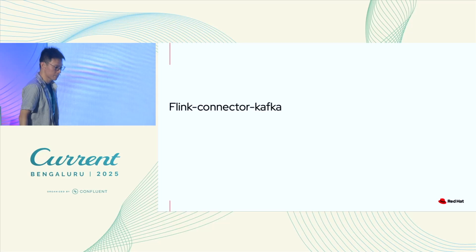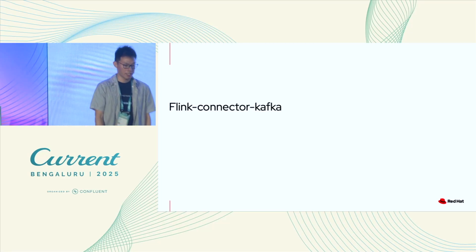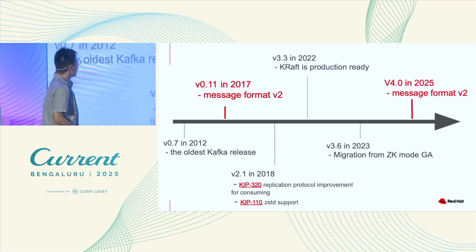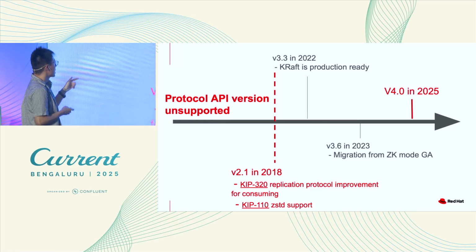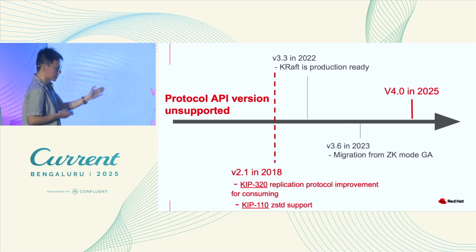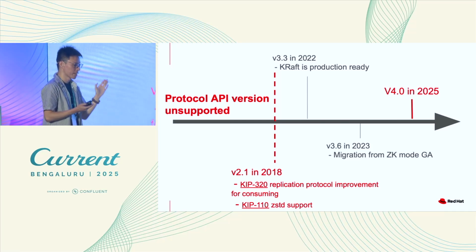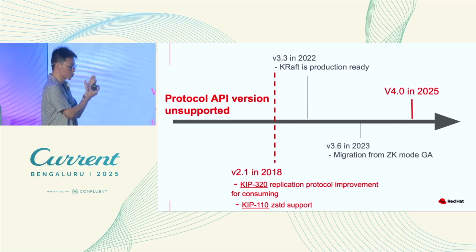Okay, let's give some time to Flink users. Flink connector Kafka. Let's take a look at the diagram again. We said message format 0 and 1 is dropped. So basically, if users are using 0.11 and later, it should be fine. And the same, the old protocol is not supported. So 2.1 is the baseline. So basically, we can safely say if the Kafka is in 2.1 or later, it will be safe.